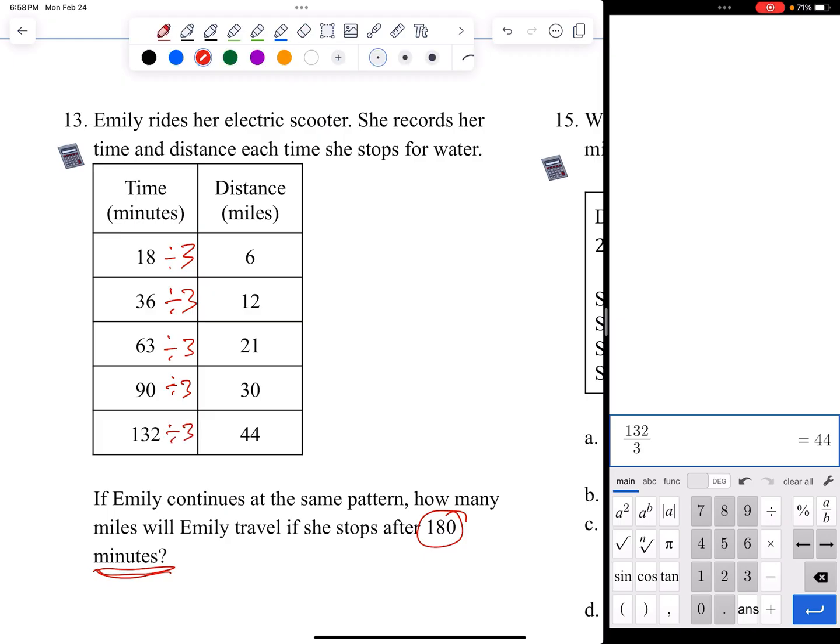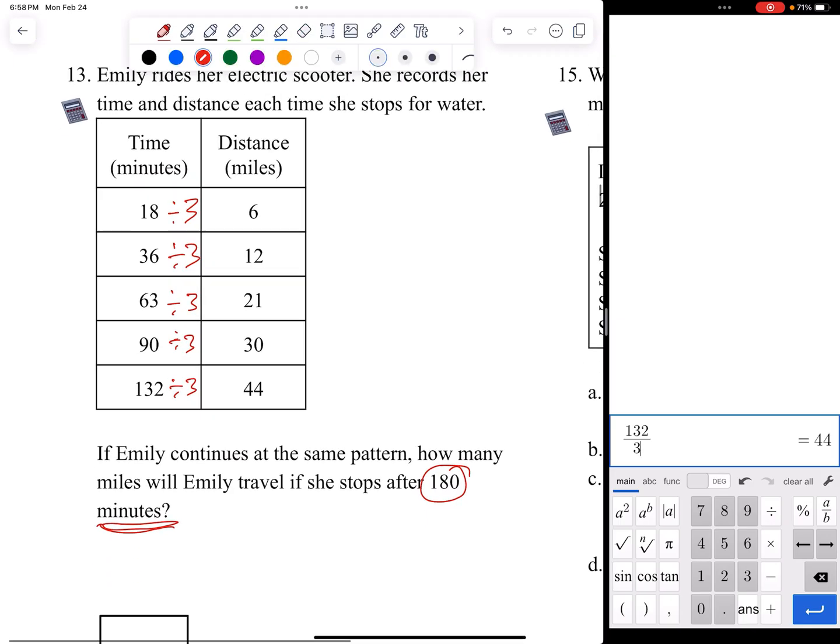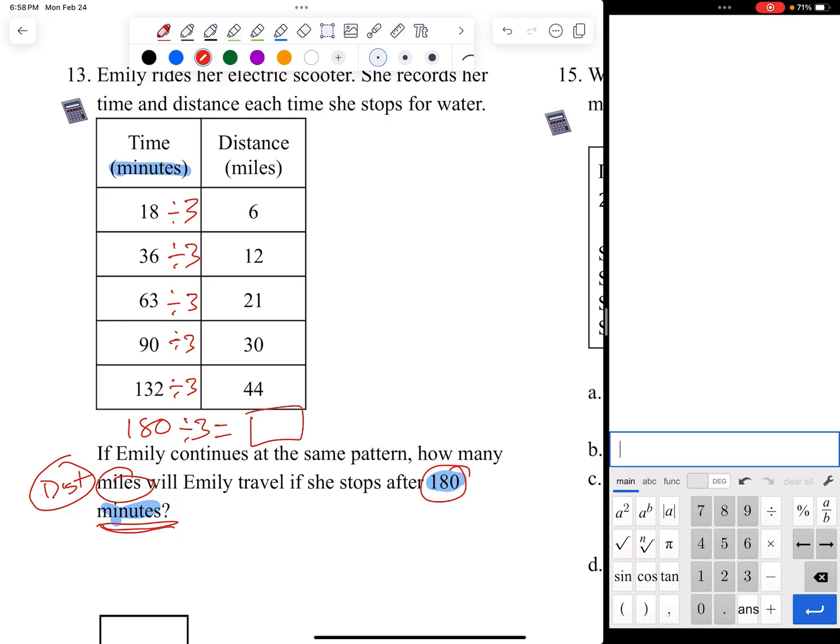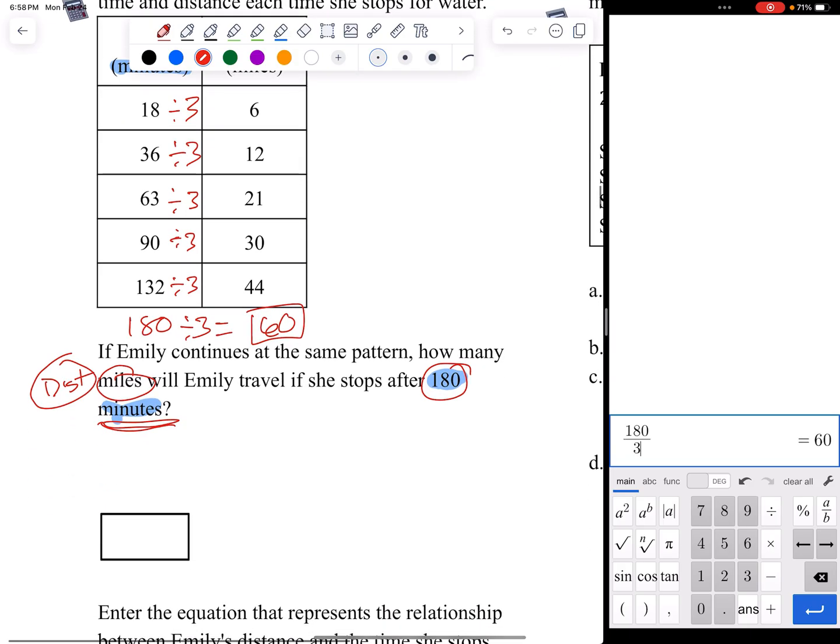So why do I care about that? Because I have to put 180 minutes, and 180 minutes goes on the left side. So this is 180. How do I get the miles, aka the distance, that she traveled? So I'm going to take 180, divide that by 3, and I'm going to get my answer. Let's clear this. 180 divided by 3, and I get a total of 60. Awesome. So it's a little bit of work, but it's not that horrible.